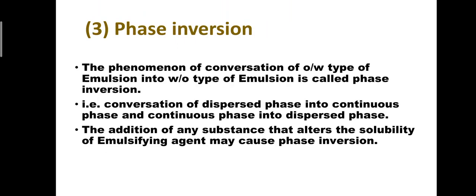Phase inversion. The phenomenon of conversion of O/W type of emulsion into W/O type of emulsion is called phase inversion. That is conversion of dispersed phase into continuous phase and continuous phase into dispersed phase. The addition of any substance that alters the solubility of emulsifying agent may cause phase inversion.